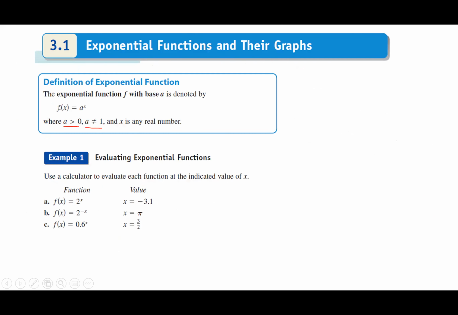So f of x is equal to a to the x. a is called the base, and x is called the variable, the exponent. So let's jam. a has to be a positive number. It has to be bigger than 0. a can also not be 1, because then we have ourselves a line, and that's not what exponential functions do. So based on those two conditions, we're good to go.